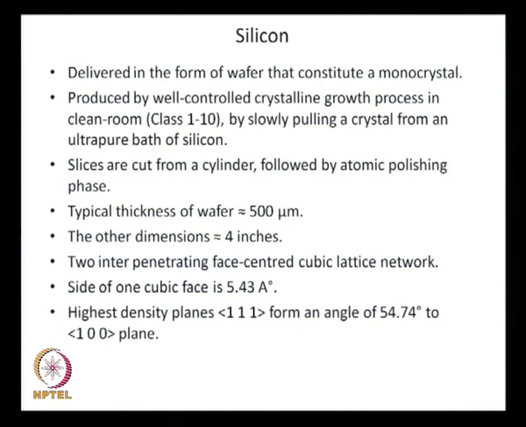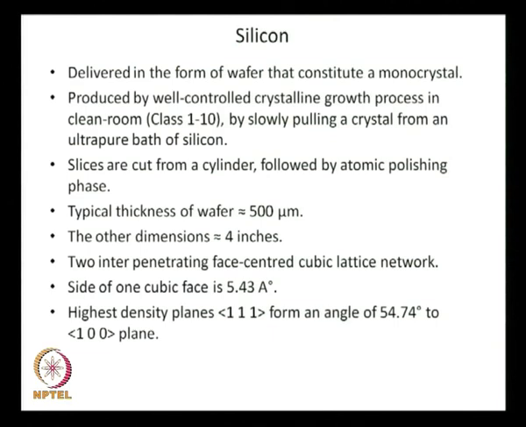So, that means one is dangling with the other, there is not a very organized aligned structure. So, silicon that you get in wafer is delivered in the form of wafer that constitutes a monocrystal. Monocrystal means it is a single silicon crystal. I think I must point out what a silicon crystal looks like.